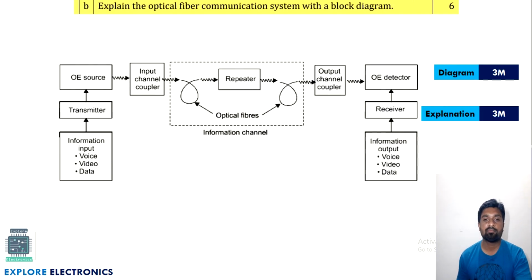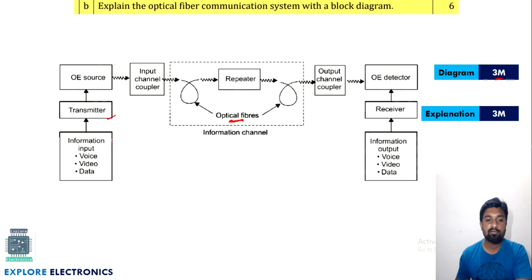Then, explain the optical fiber communication system with block diagram. Again, here a block diagram is there. You can observe this block diagram is the same as the communication block diagram we have seen, the modern communication. But after the information and the transmitter, here we will be having the optical source, and in between we will be having optical fibers. So you can relate these two and read, and here the optical fiber is very important in this diagram, and the diagram carries 3 marks.